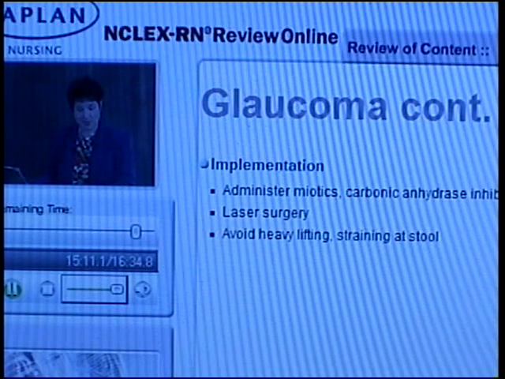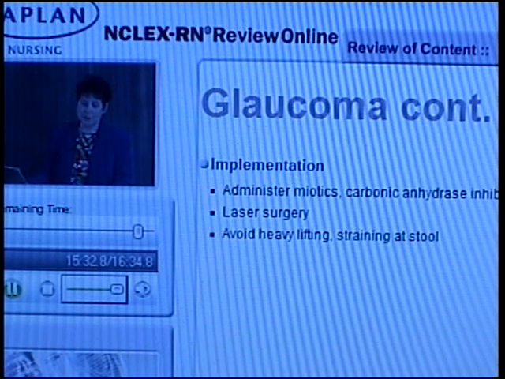For implementation, the goal is essentially to prevent further damage by maintaining the intraocular pressure within normal limits. And usually glaucoma is treated medically. Surgery is the last resort with glaucoma. What they will do is start the patient on low doses of a topical medication to see how effective they're going to be.